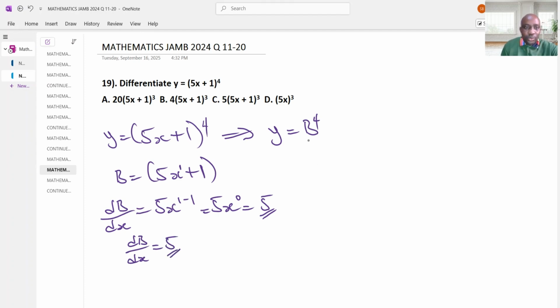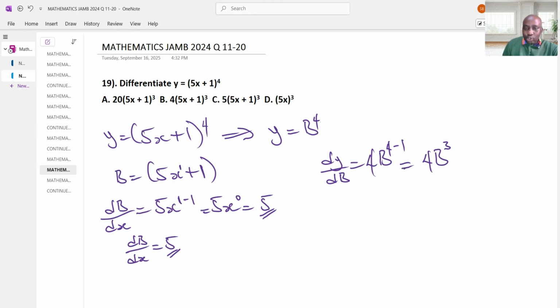Now, to differentiate this one, we find dy/db. 4 multiplied by the coefficient of b, which is an invisible 1. It's going to give us 4, and we write b raised to power 4 minus 1, the way we subtract 1 from the power of x. Therefore, we get 4b, and 4 minus 1 is 3. So this is our answer: 4b cubed.